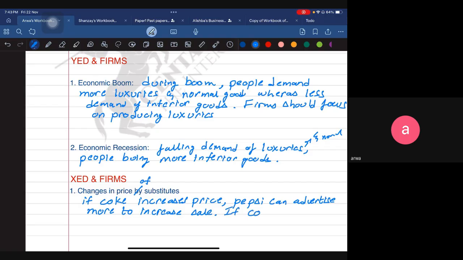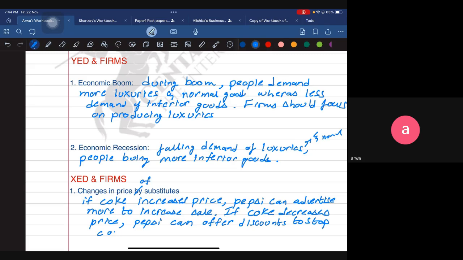Similarly, if Coke decreases its price, what can Pepsi do? Maybe they can allow bulk buying or offer discounts. But that is not too effective a policy, because you don't know how many times you're going to give the discount, and the consumer is still going to shift.